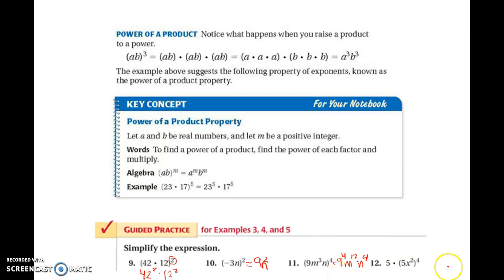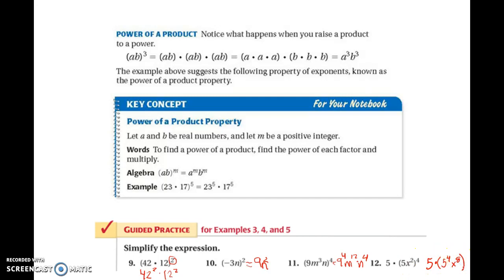This next one, we have to be very careful where it's being applied. So the 5 is just going to be hanging out there. If you remember the order of operations, exponents come first. So we have to apply the exponent rule. So we're going to do 5 to the 4th, and then we'll have x squared to the 4th, which is multiplying those, so that's x to the 8th.